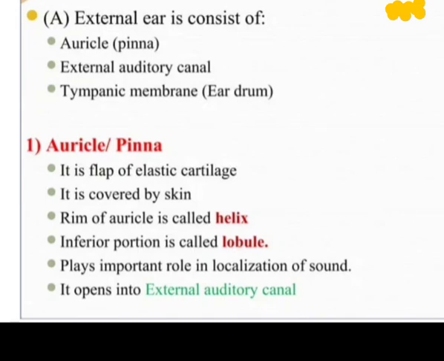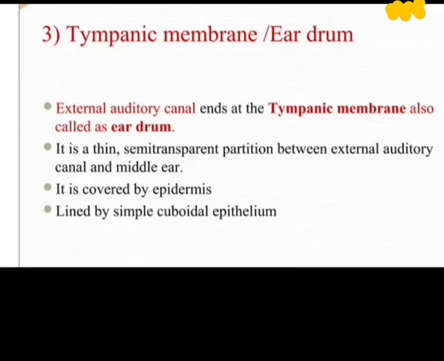Clear? So this is the first part. The next is the tympanic membrane or eardrum. The external auditory canal ends at the tympanic membrane, also called the eardrum. It is a thin semi-transparent partition between the external auditory canal and the middle ear, and it is covered by epidermis and lined by simple cuboidal epithelium. Clear? So this is the tympanic membrane, that is called the eardrum.